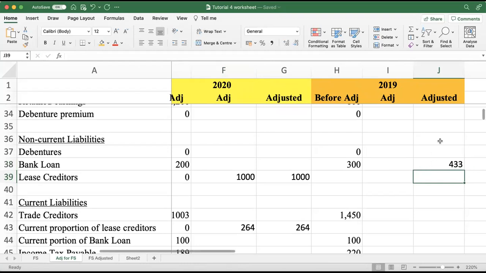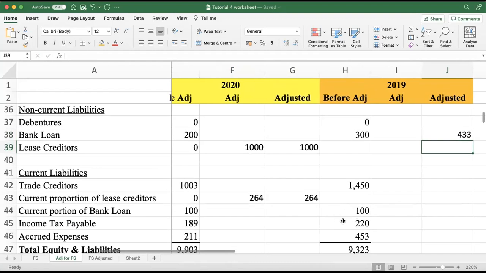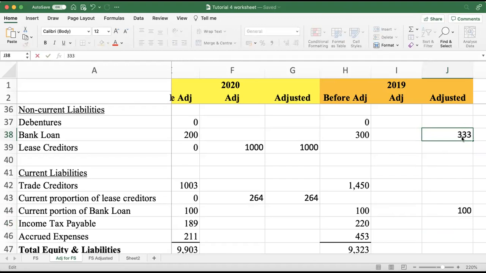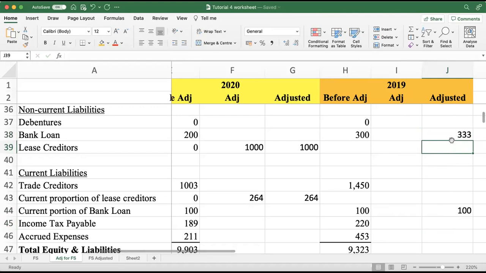But out of that 433, 100 has to be paid within the next year. Therefore, 100 is current liability. You see the current proportion of the bank loan, 100. The total bank loan liability is 433. Out of that, 100 has to be paid within the next year, so current liability should be 100. Then non-current liability is only 333.